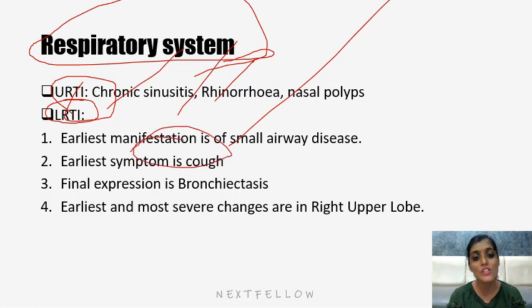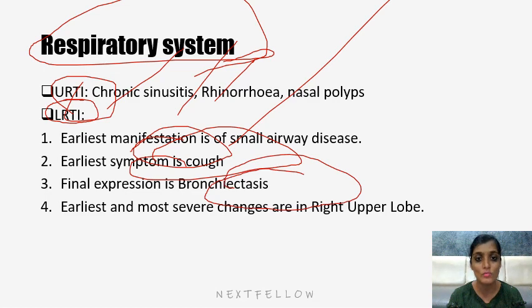The final expression, usually patients have bronchiectasis, and the earliest and the most severe changes are in the right upper lobe. This is an important MCQ. Symptoms of bronchiectasis in a case of cystic fibrosis are usually in the right upper lobe.